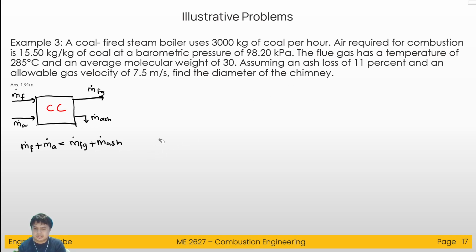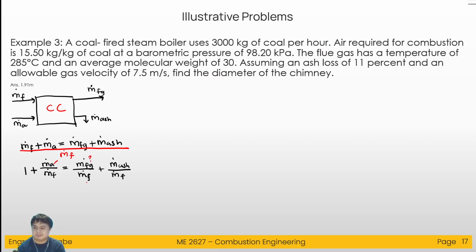But we can actually make this work if we divide this by the mass of the fuel, so that this will become 1. So MF over MF will be just 1, and then we have mass over mass. As you can see, this is the air-fuel ratio, which is also this one, and then equals the mass of the flue gas per mass of the fuel, plus the mass of the ash per mass of the fuel. So we have this given, we can find for this.